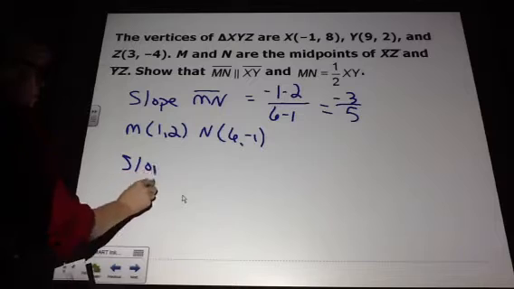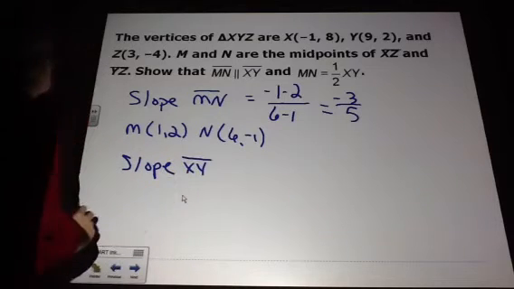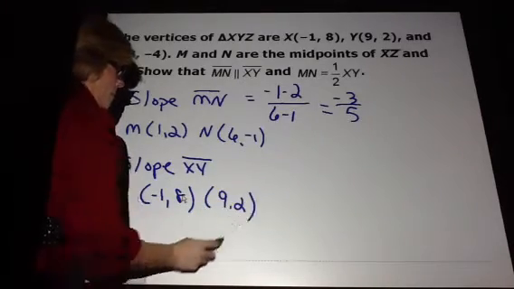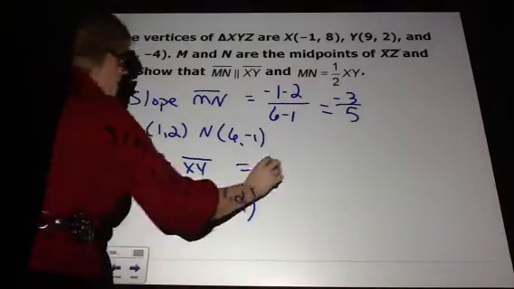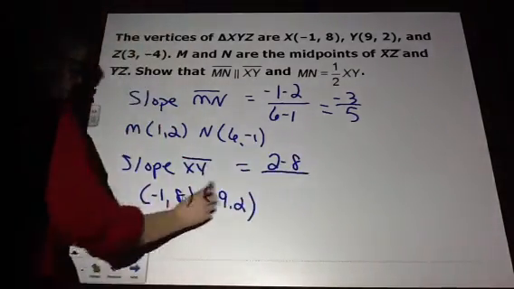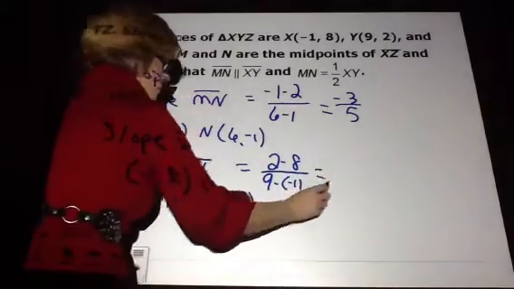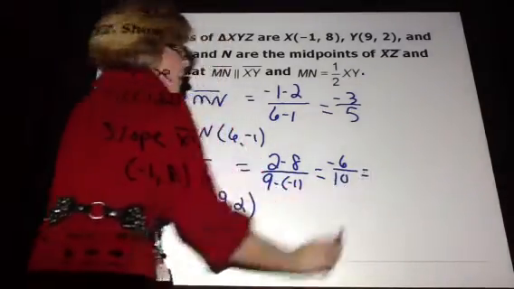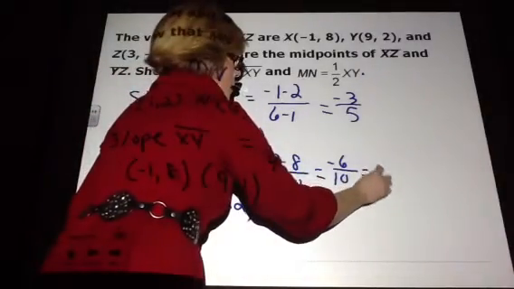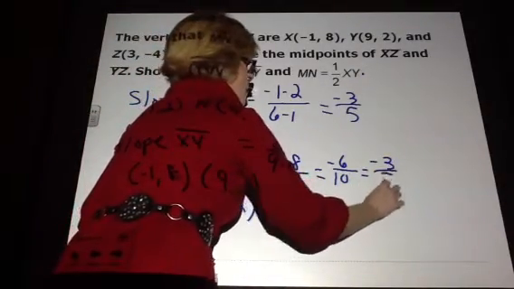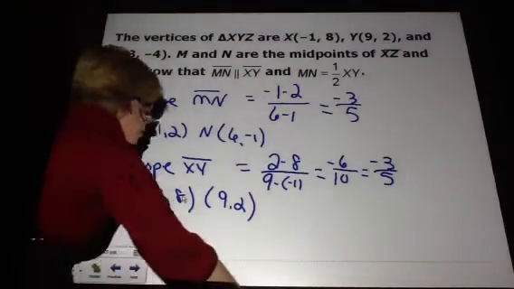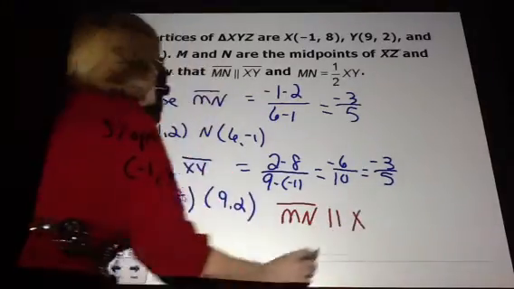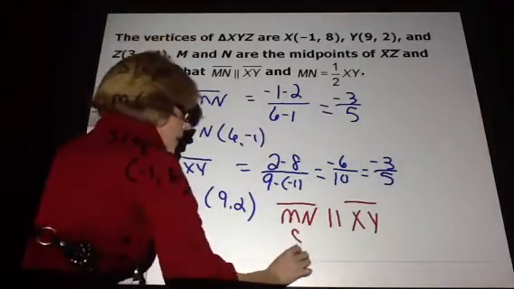Then we need to find the slope of XY, X coordinate, Y coordinate, vertical change over your horizontal change. So we have -6 over 10, which simplifies by dividing by 2, so it's going to be -3 over 5. So we can say that segment MN is parallel to segment XY because they have the same slope.